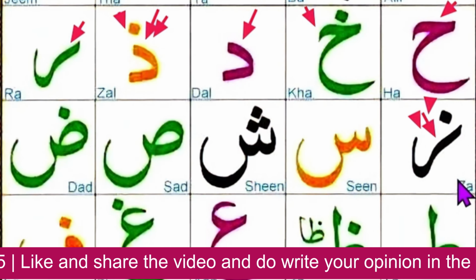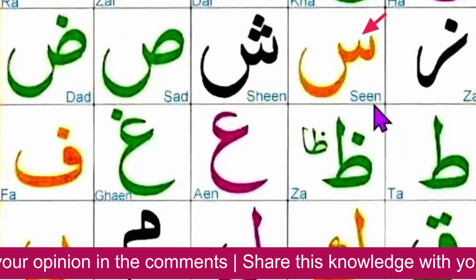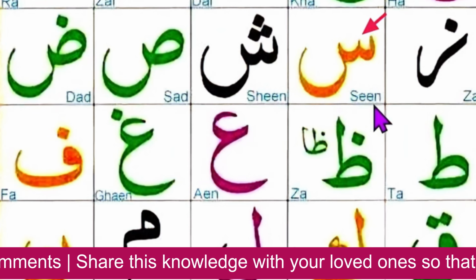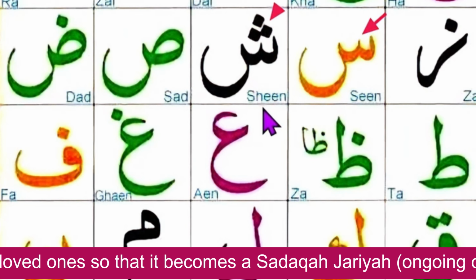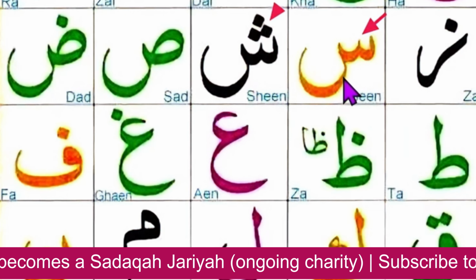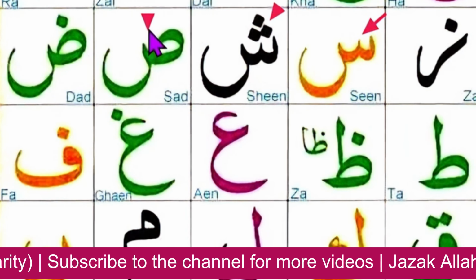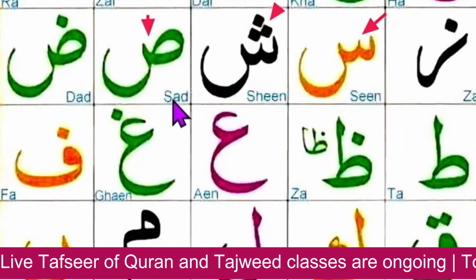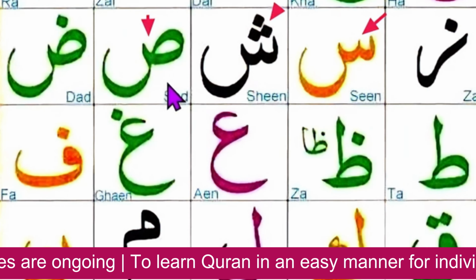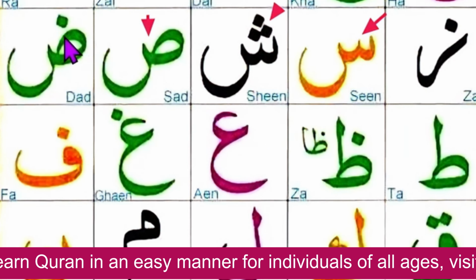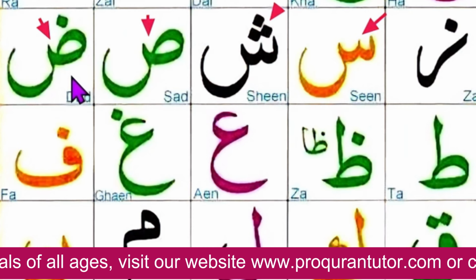Okay, Za. Here we have Seen, and then we have Sheen. Seen, and then Sheen. They have different sounds. And here we have Sad. This is a bold letter with the full mouth. Make it from your full mouth. Sad. And then we have Dad, with the full mouth, and also a bold letter.